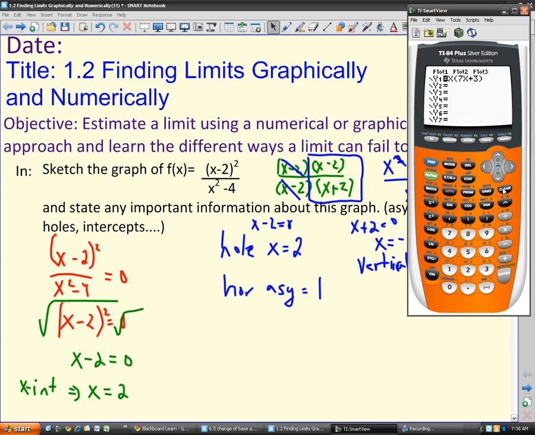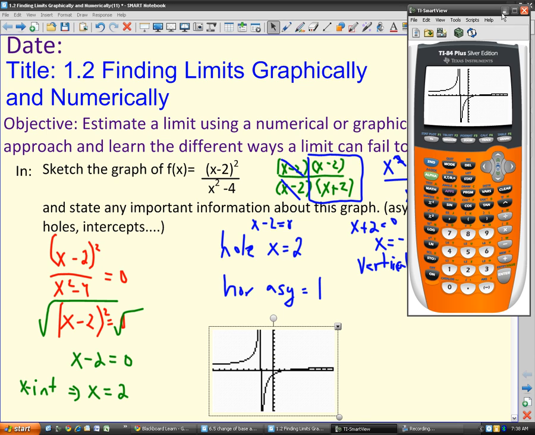Basically, if I type x minus 2 squared divided by x squared minus 4, making sure to use parentheses, all these things should show up on my graph. There's my graph. Let me move it down here so we can analyze it a little bit more, and we'll come back to it in just a second.